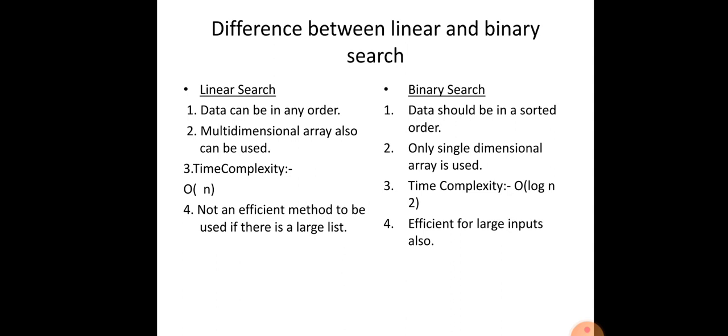In the best case it is O of 1, but in the average case and the worst case the time complexity of linear search is O of n. But in binary search the time complexity is O of log n. As I already mentioned, linear search takes more time compared to binary search, because it compares one index value after another until the end. So it is not a sufficient method for a larger list, but binary search is efficient for larger inputs also.